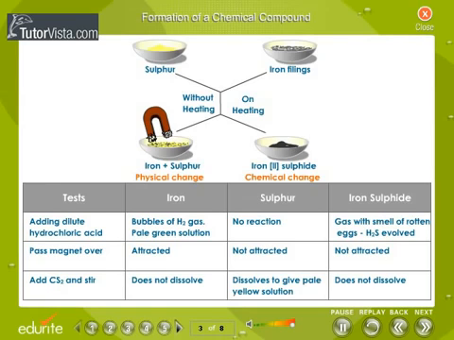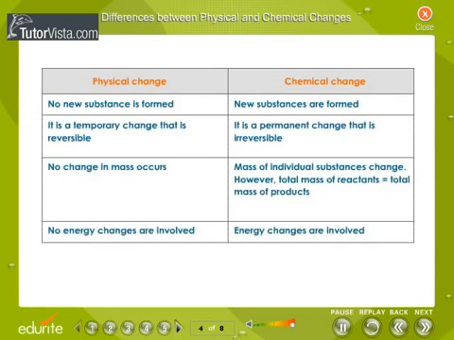This shows that iron and sulfur remain as separate entities and there is no chemical reaction between them. However, on heating, they undergo a chemical reaction and form ferrous sulfide, on which the magnet has no effect. Differences between physical and chemical changes. The table illustrates the differences between the physical and chemical changes.